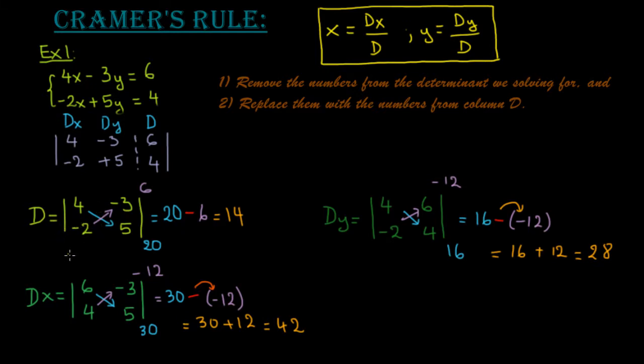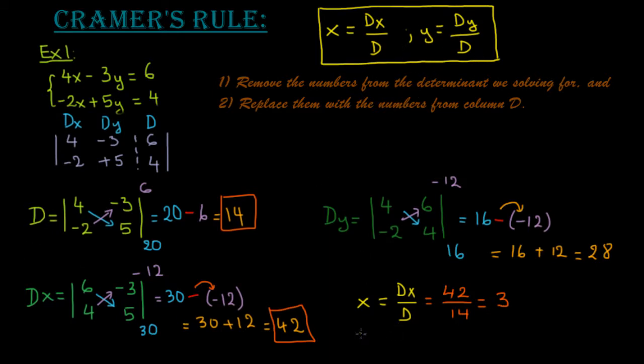After we have determinants D, Dx, and Dy, now we apply Cramer's rule. So we have that x equals Dx divided by D. My Dx is 42, and determinant D is 14. So we plug this in, which gives me 42 over 14. So 14 goes into 42 three times.